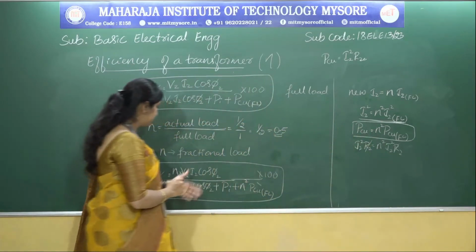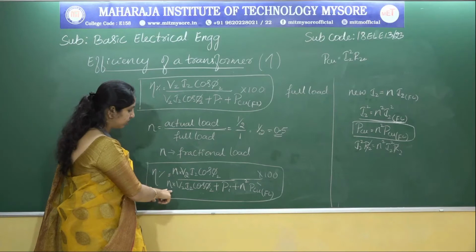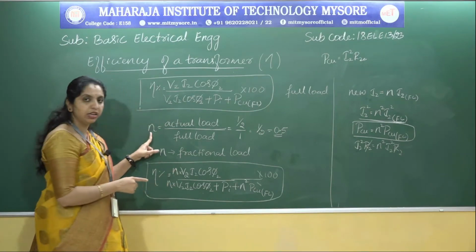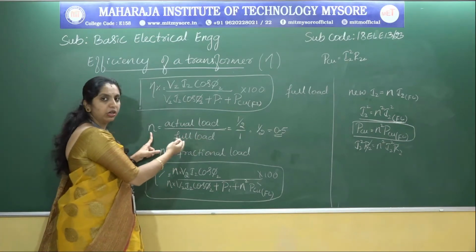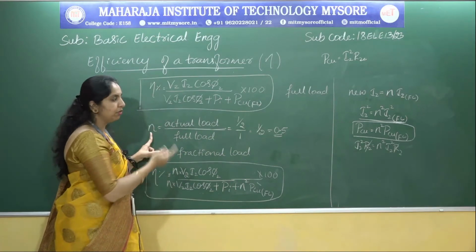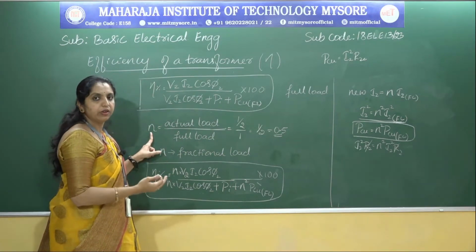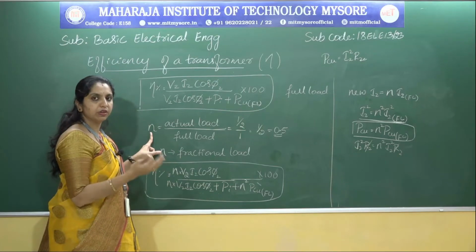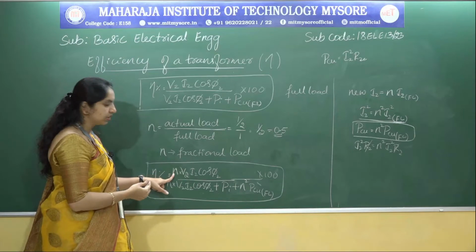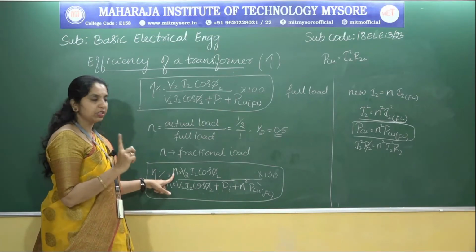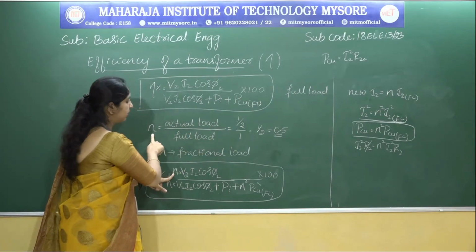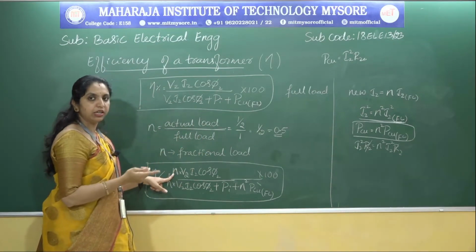So let us come to this equation, which we have expressed in terms of the fractional load. So what is a fractional load? When n is equal to 0.5, we call it half load. Similarly, we can have 0.25, and similarly we can also have 0.7. Any fraction between 0 to 1 is possible. Here if I consider n is equal to 1, that is for the full load.